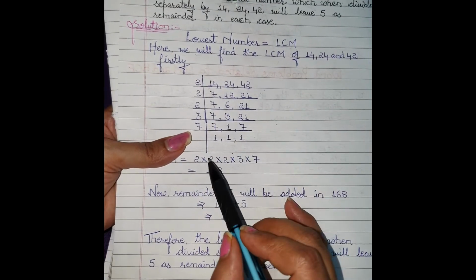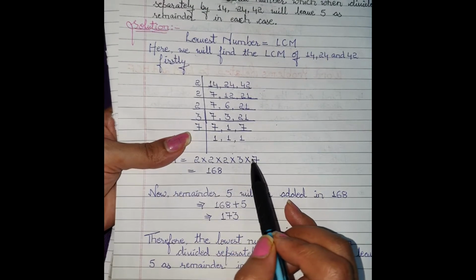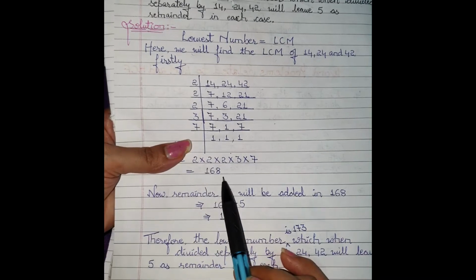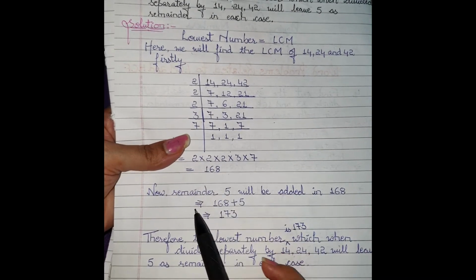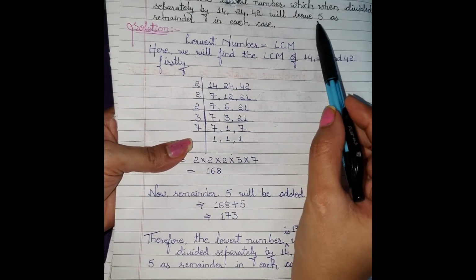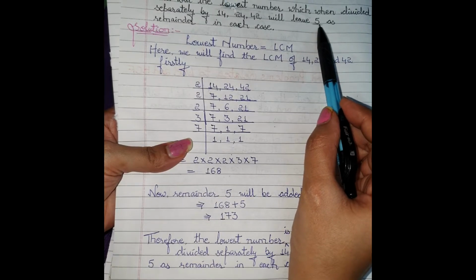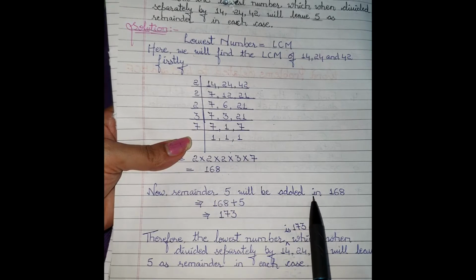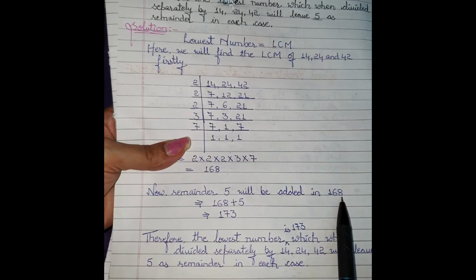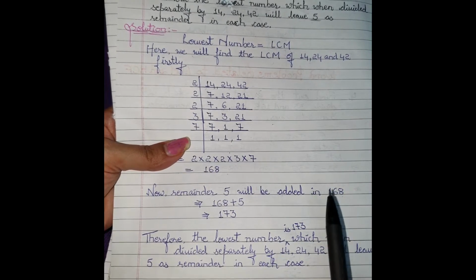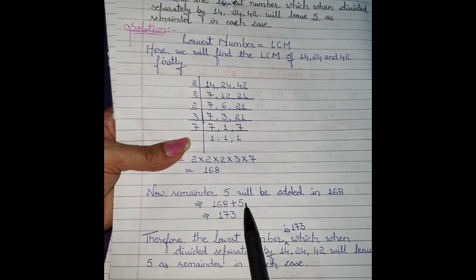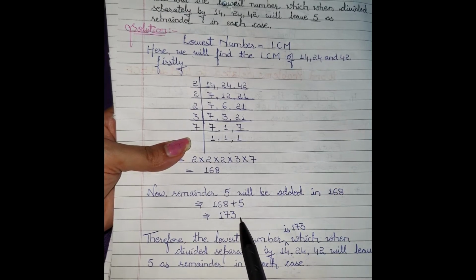So what is the result? 2 into 2 into 2 into 3 into 7. After multiplying you will get the result as 168. Now we will work on this remainder which was there in the question. So the remainder is 5. Now remainder 5 will be added in 168. So when you will add this remainder 5, it will be 168 plus 5. So it will be 173.